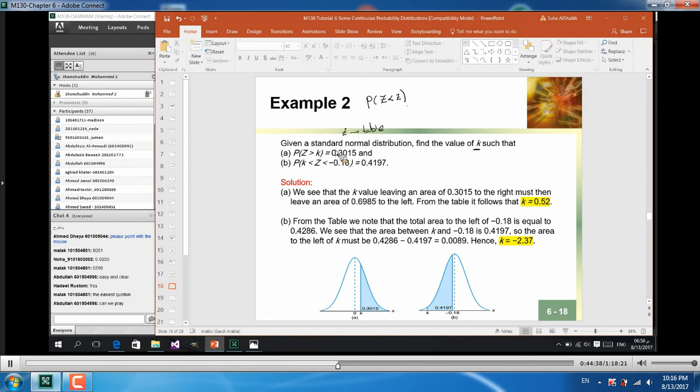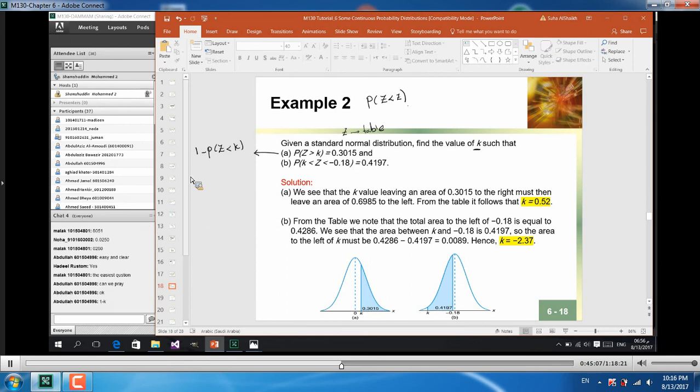Okay, so just give me 10 more minutes and we can go to break. Okay, so I'm looking for the probability of Z greater than K. I know the probability of Z greater than K is 1 minus the probability of Z less than K, right? Because greater than K is not in my table, so I must write it as 1 minus the probability of Z less than K.